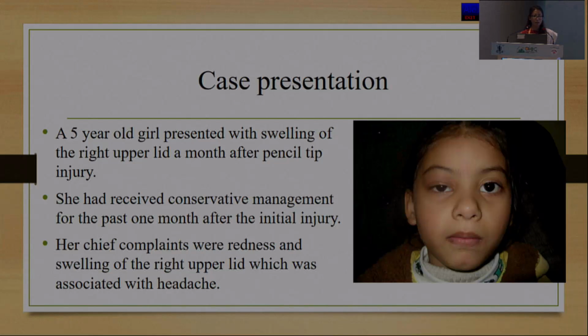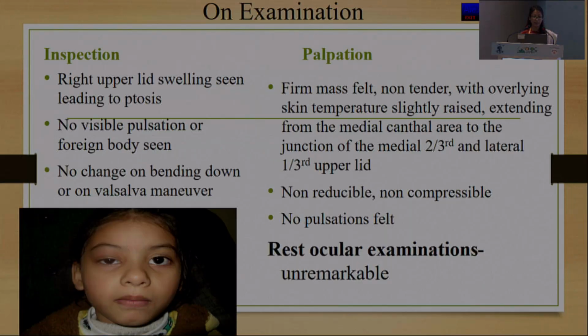A 5-year-old girl presented with swelling of the right upper lid a month after a pencil tip injury. She had received conservative management for the past 1 month after the initial injury. Her chief complaints were redness and swelling of the right upper lid, which was associated with headache. On inspection, the right upper lid swelling was seen, leading to ptosis. No visible pulsation of foreign bodies was seen. No change on bending over or on Valsalva maneuver.